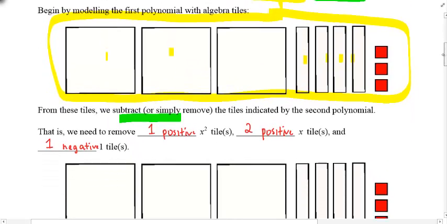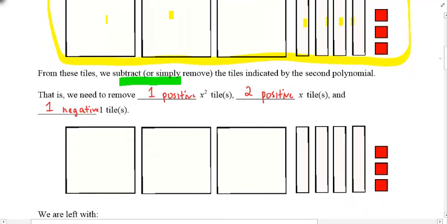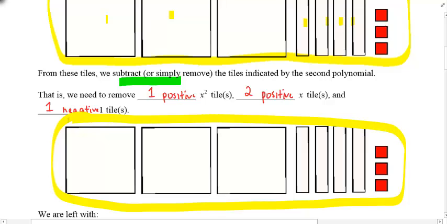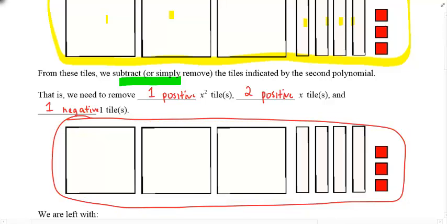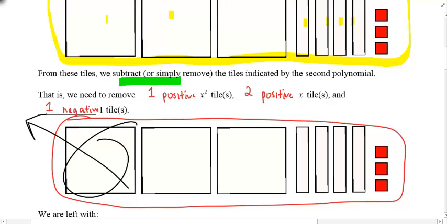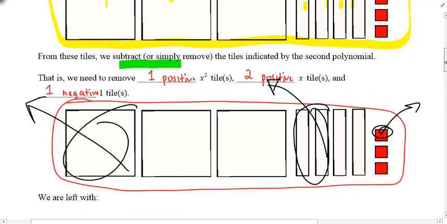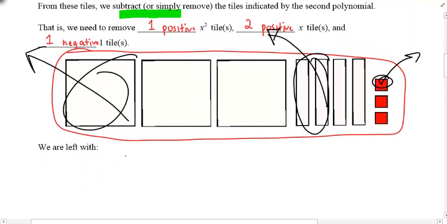So I'm going to ask you now to take this picture, and this is the one I copied. So once again, this is the original. And now let's do the following. Let's remove 1 positive x squared tile. Goodbye. Remove 2 positive x tiles. Goodbye. And finally, 1 negative tile. Goodbye. And so what do we have left?